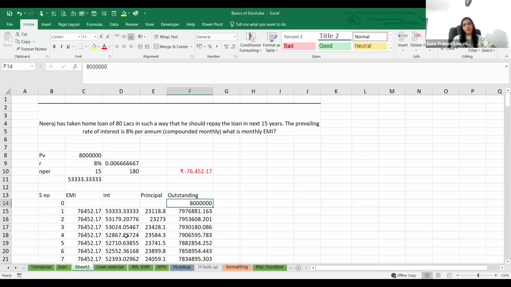Now, how we are going to calculate interest? Interest on first installment will be outstanding amount multiplied by 8% divided by 12. 8% rate of interest divided by 12. So that will be your interest on outstanding amount. How do we calculate principal amount? EMI minus interest will be the principal amount. EMI less interest, you will get principal. And how we get outstanding amount? First outstanding, that is 80 lakh minus this, we will get this. And once you take all three together, select all these three together, click on this sign, your table will be completed.